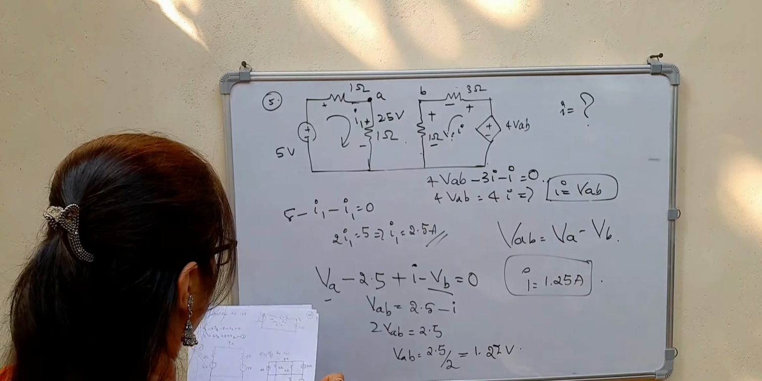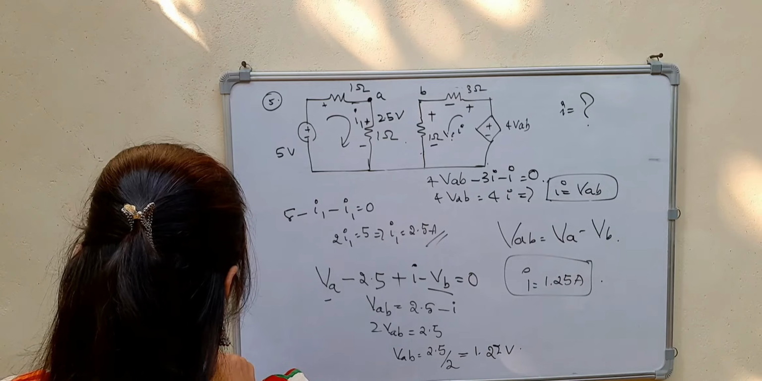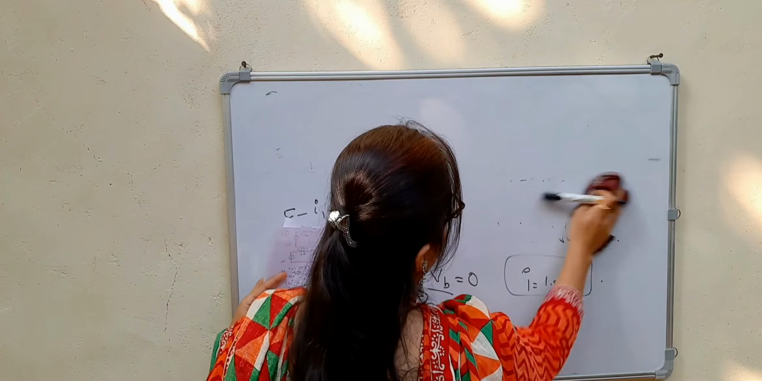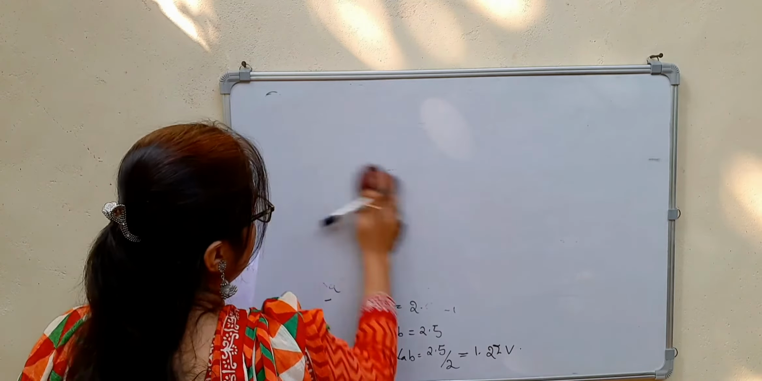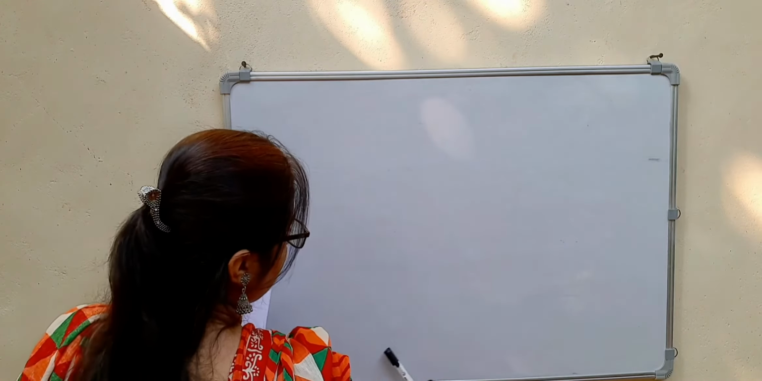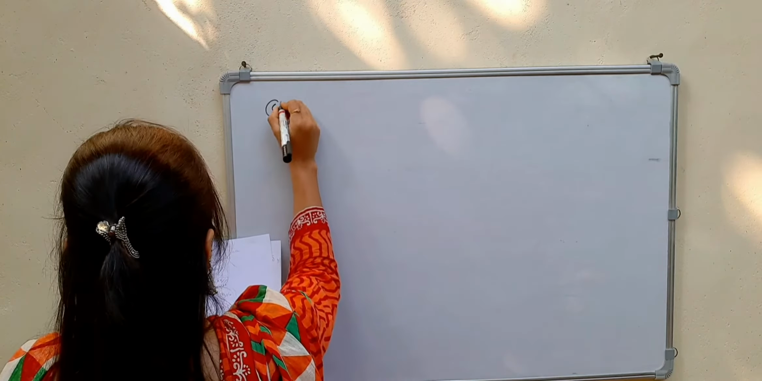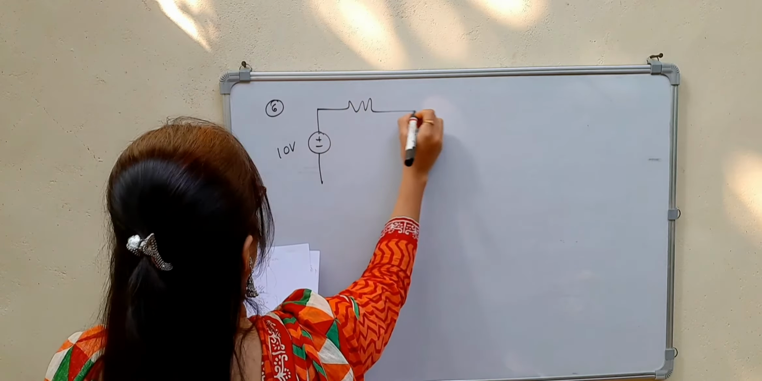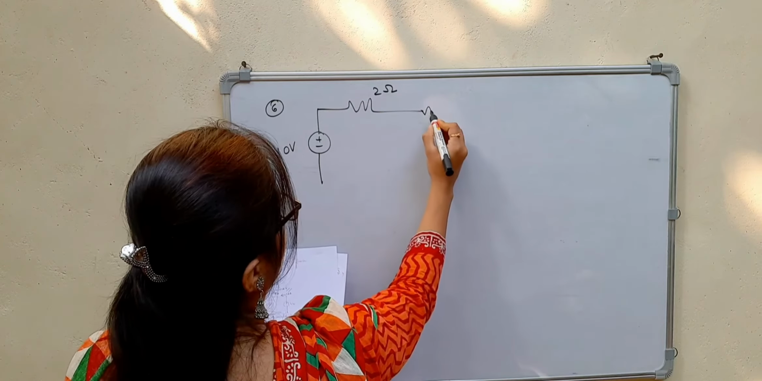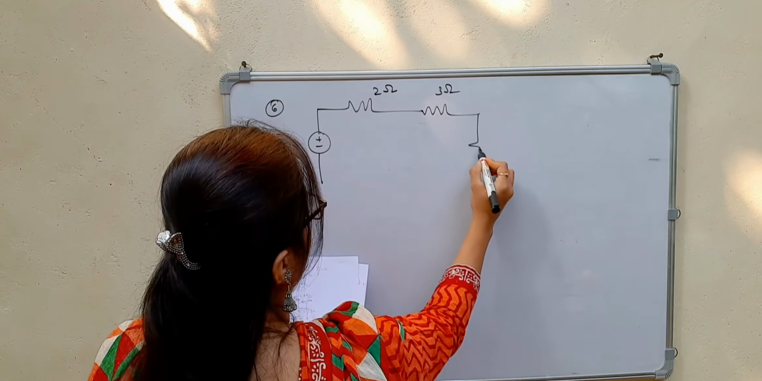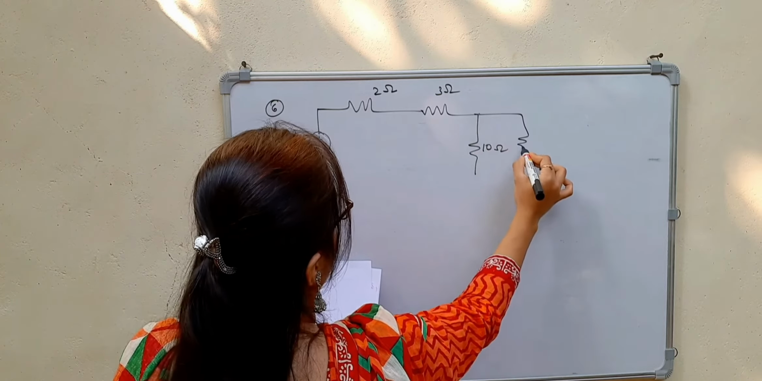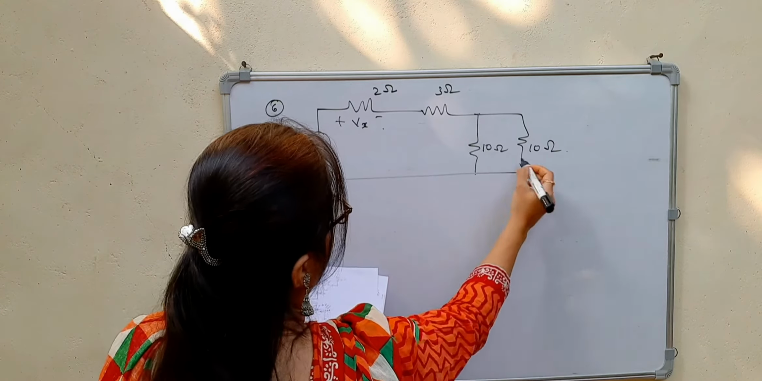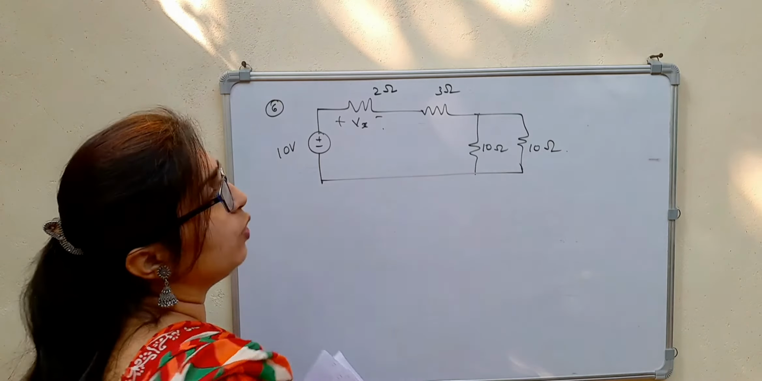Next is sixth question. Here we have 10 volt source. This is the resistor of value 2 ohm, 3 ohm, 10 ohm. Here again we have 10 ohm. This is Vx. Okay. So now we have to find the value of Vx.